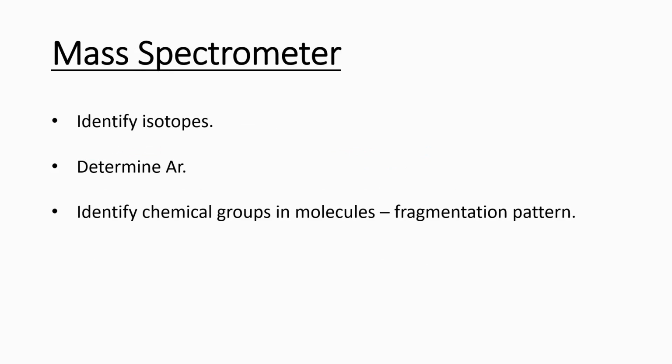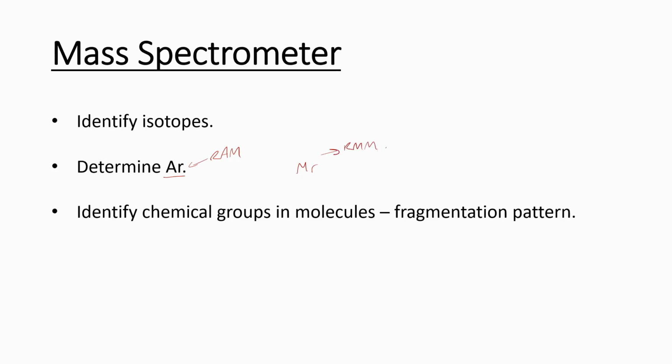So let's look at why we use a mass spectrometer and how it relates to the points I've mentioned previously. Firstly, a mass spectrometer can be used to identify isotopes of an element. Also, it's useful to determine the relative atomic mass or the relative molecular mass. Here, relative atomic mass, or RAM, is Ar, and Mr is the relative molecular mass. Okay, so these are the symbols we use.